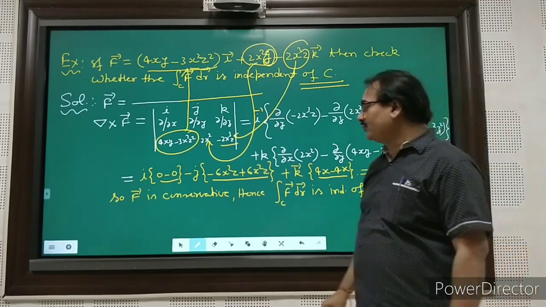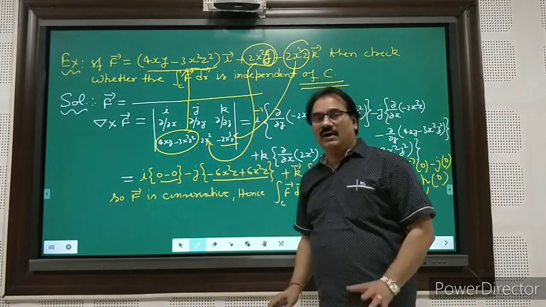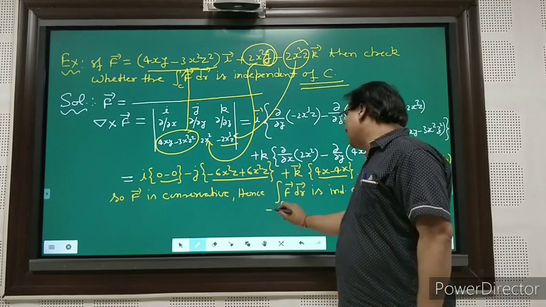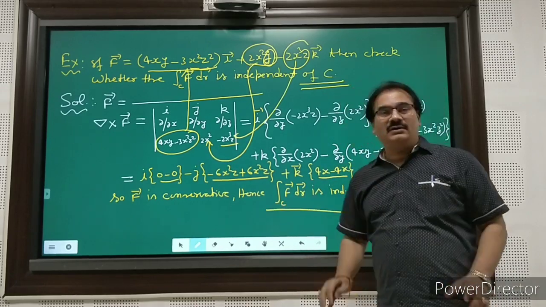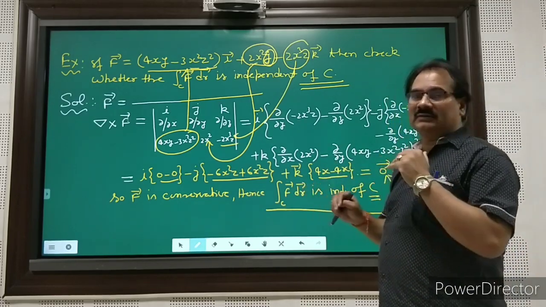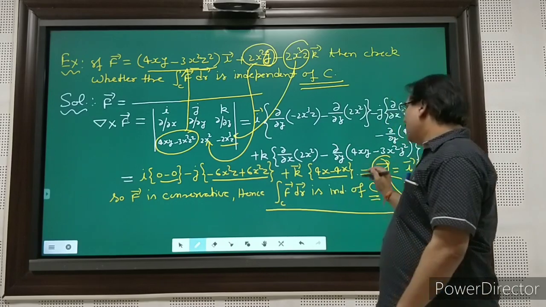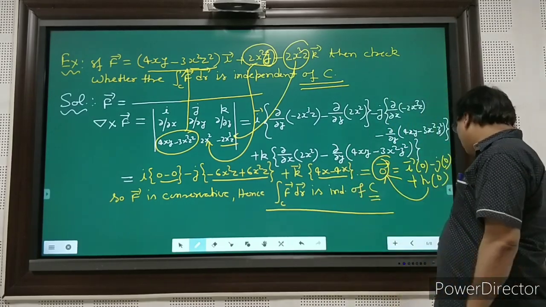which is the vector 0. So what does it mean? It says that vector F is conservative. Hence, we can prove that this integral is independent of the curve C. So with the help of this calculation you have established that if this is 0, it means the integral is independent of the curve C.